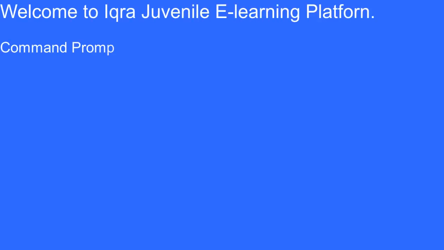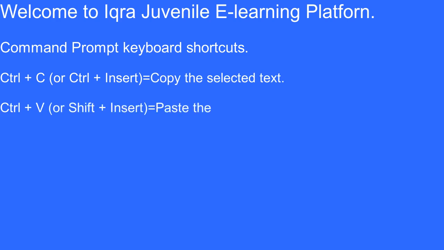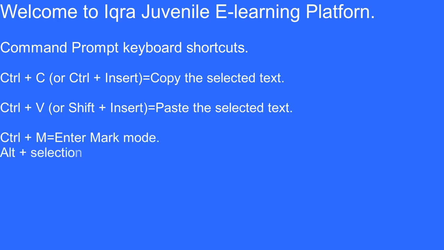Command prompt keyboard shortcuts. Control-C or Control-Insert equals copy the selected text. Control-V or Shift-Insert equals paste the selected text. Control-M equals enter mark mode. Alt-selection key equals begin selection in block mode.